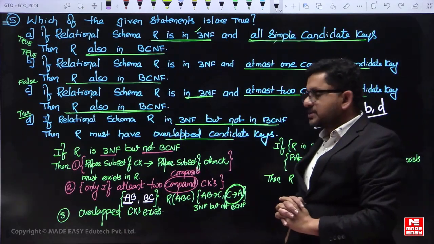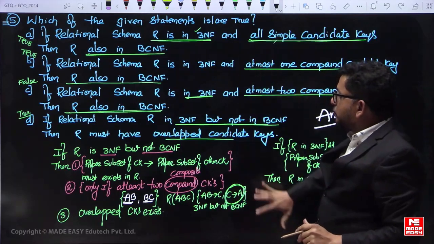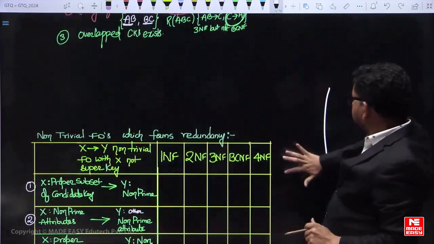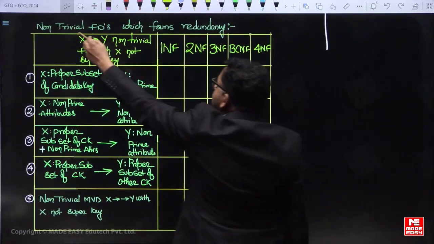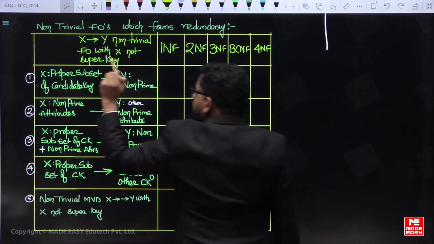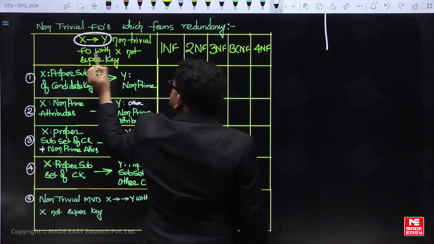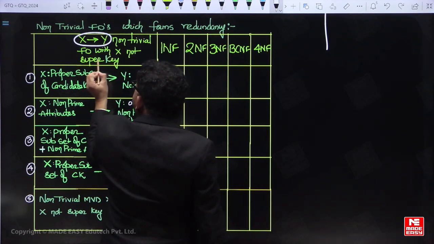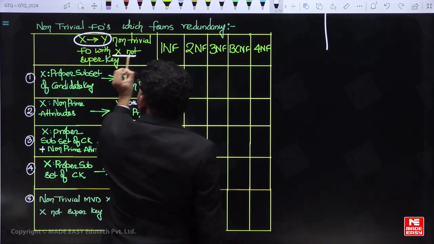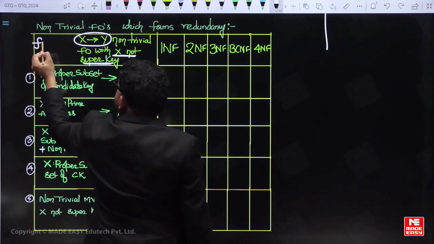Right, too much information in this question. So the related conclusion you can also consider; it helps you solve these kinds of problems. Whenever a non-trivial FD forms redundancy, X determines Y is a non-trivial FD with X not a super key. This kind of FD causes the redundancy.